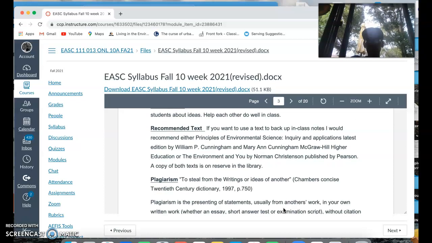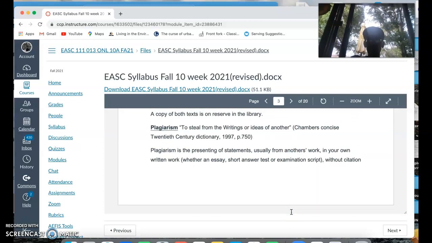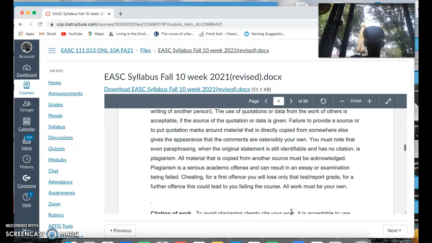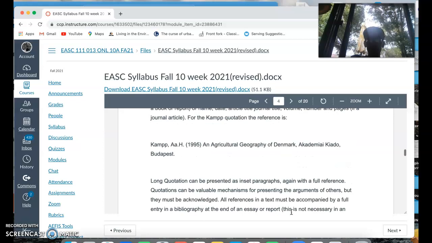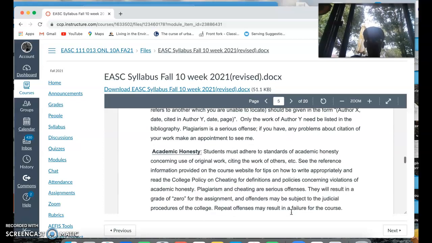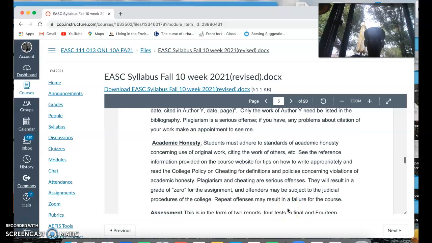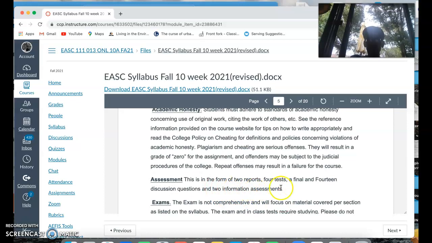I've also mentioned a little bit about plagiarism, okay? And this is particularly important because this class requires 2 reports, okay? Cite your work to avoid plagiarism. And academic honesty: don't cheat on the tests. Don't just cut and paste and put work down as if it's your own, because you will receive a 0. And the assessments are in the form of 2 reports, 4 tests, a final, and 14 short discussion questions.